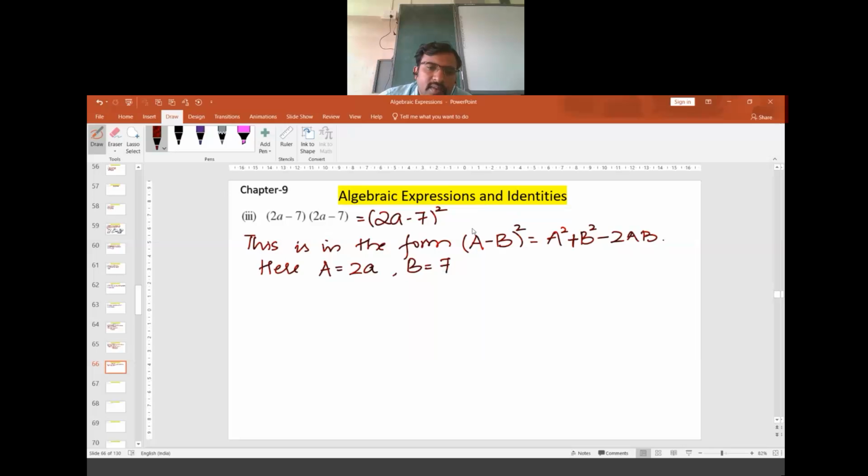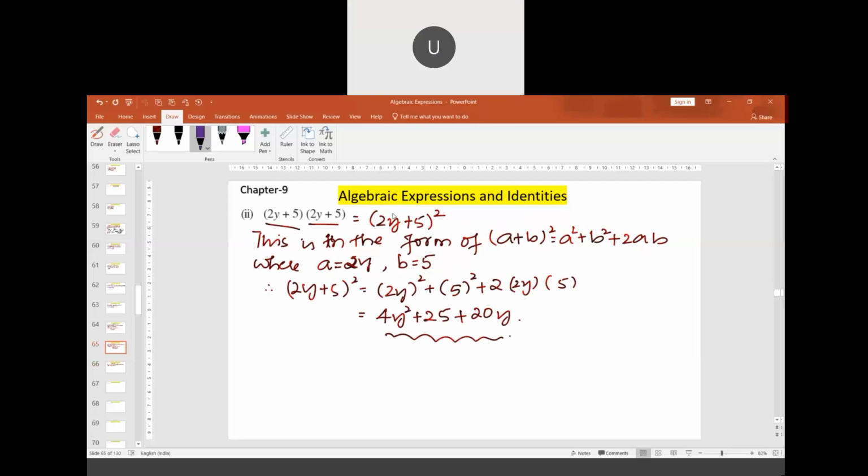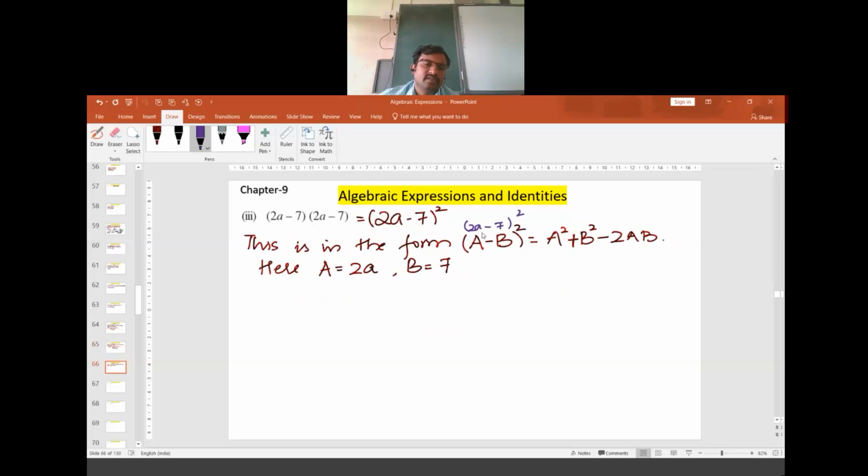That is not the reason. You have to compare term to term. It is like this. You have to compare here. A is 2a. You need not consider this. B is 7. In the previous case, it was positive, so we had no problem in writing. Here, if we are using a plus b whole square, then you take it as negative 7. If you are using a minus b whole square, the b value should be positive 7.